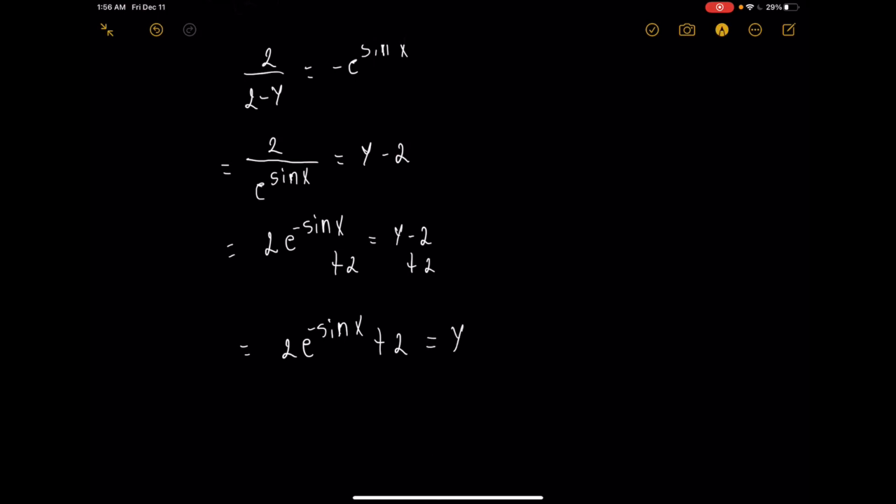So this is what y is equal to at the end of the day, right? So this is how you solve a first order differential equation using separation of variables.